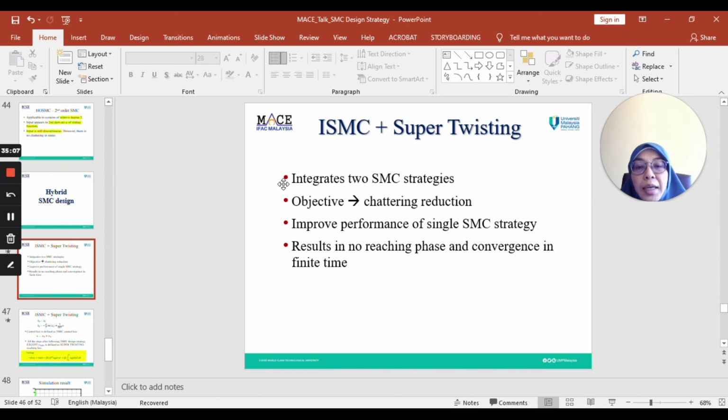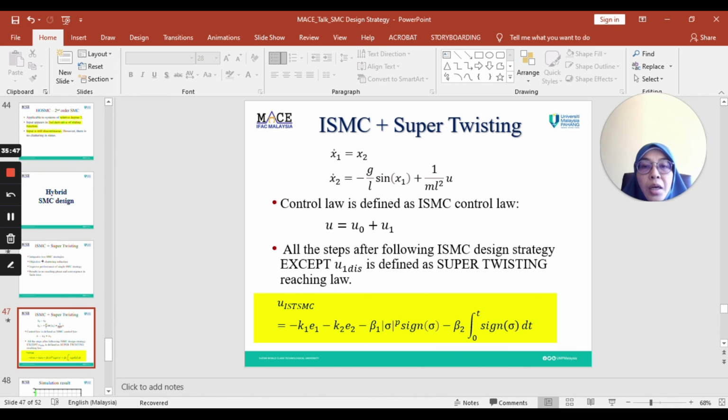Again, the objective is that we want to reduce the chattering, and also improve the performance of a single SMC strategy. Later we can see the improvement of single SMC as compared to hybrid SMC. Since ISMC is known for no reaching phase, and we know that super twisting is good in convergence in finite time, our approach will have no reaching phase and convergence in finite time. So this is very important. Okay, the same example we use.